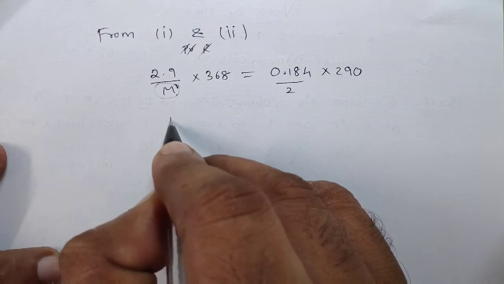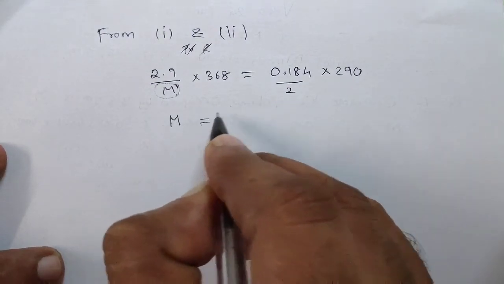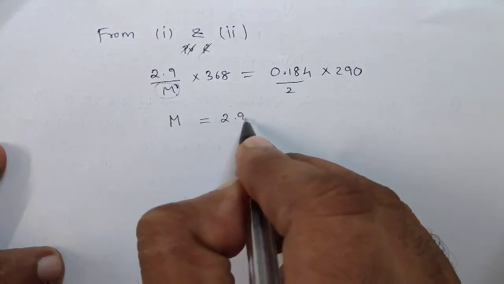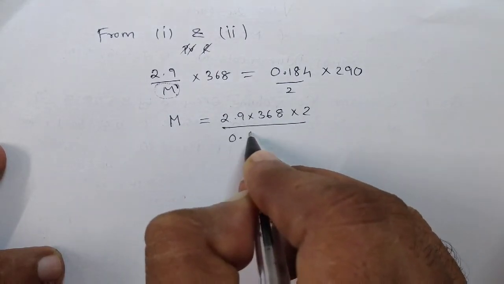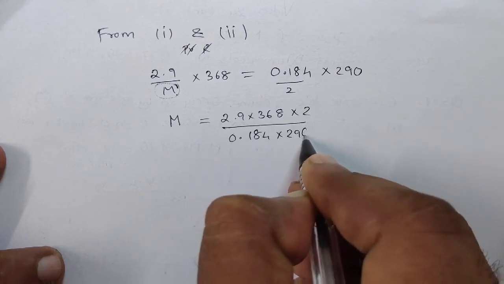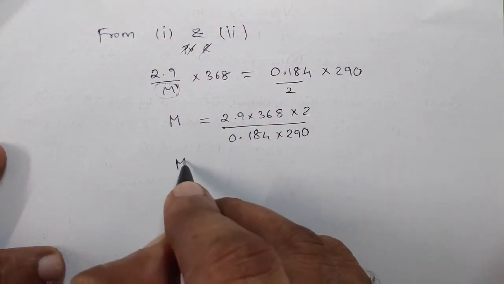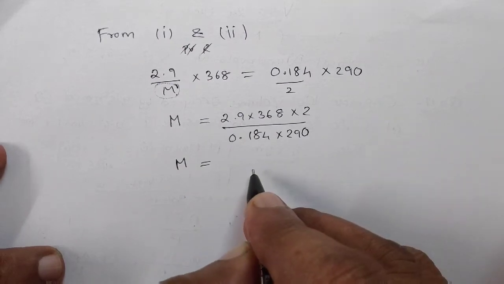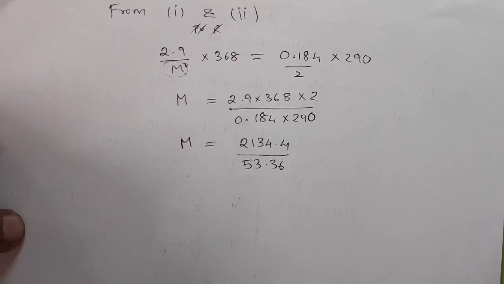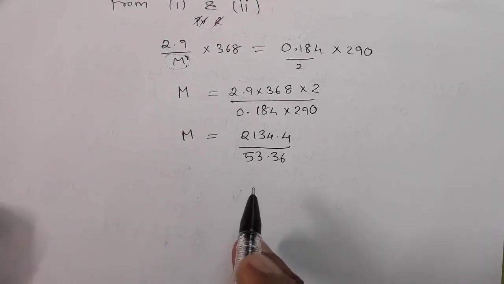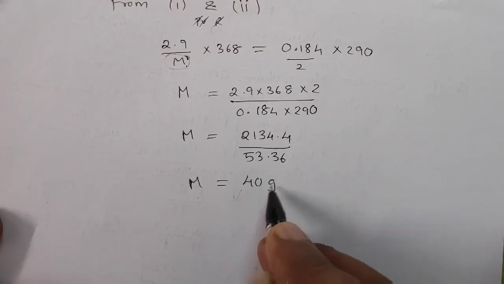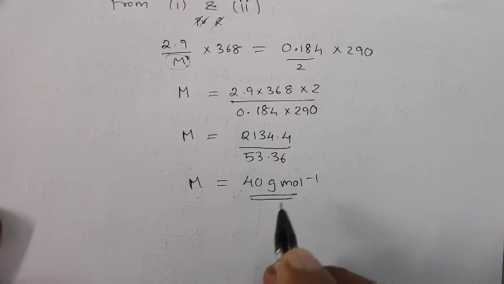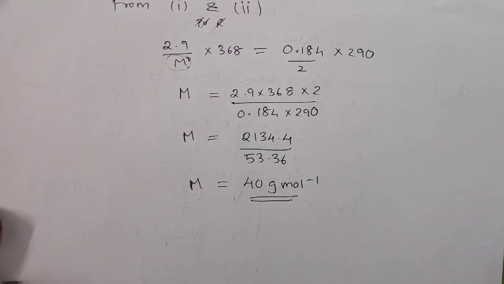So if you now calculate M, M is equal to 2.9 into 368 into 2 divided by 0.184 into 290, right? So we will just calculate it, how much you get. It should be nearer to, so if you see, M, if you further calculate, it will be equal to 40 gram mole inverse. Okay, now the next part.